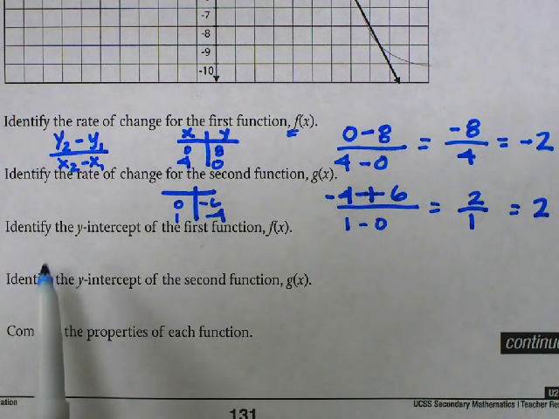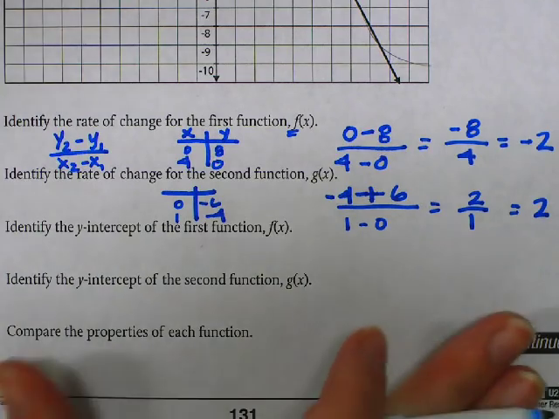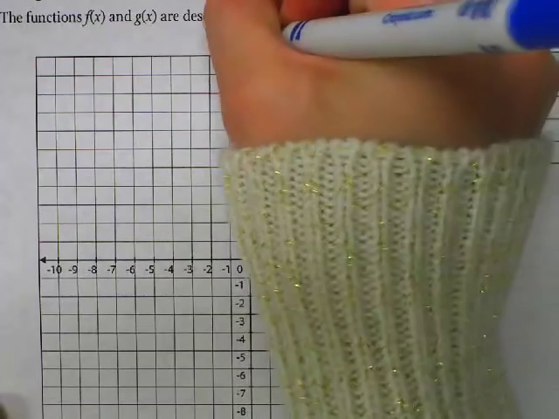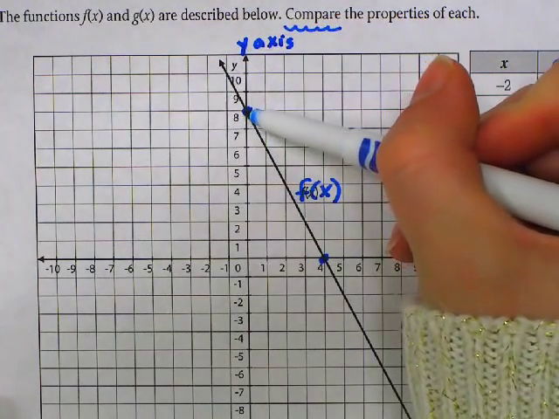So far, so good. Identify the y-intercept of the first function. That's pretty easy. I just have to look at the graph. The y-intercept is the point on the y-axis. So it's this point right here. We would call that 0, 8.